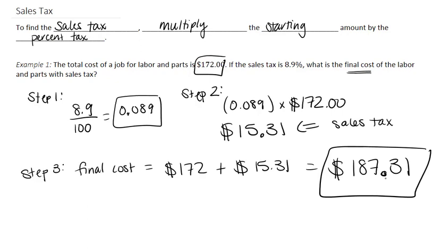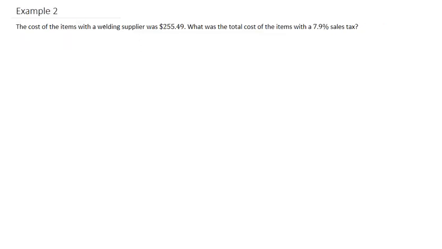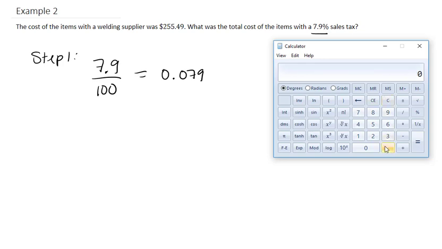Now let's do another example. Example 2. The cost of the items with a welding supplier was $255.49. What was the total cost of the items with a 7.9% sales tax? So step 1, we need to convert our percent to a decimal, or we could just move it to the left twice. So this would equal 0.079. We can confirm this by going 7.9 divided by 100, and we get the same answer.